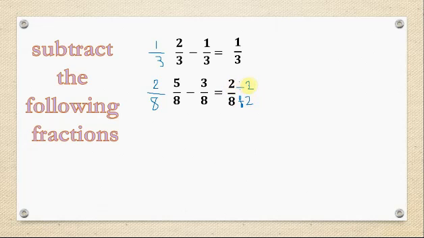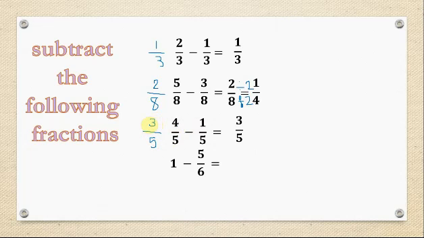Okay, 2 divided by 2 equals 1 and 8 divided by 2 equals 4. Another one, 4 over 5 minus 1 over 5. The denominators are the same, so we will keep it. Then subtract 4 minus 1 equals 3. 3 over 5, can we simplify them? No, because they cannot be divided by the same number. So the answer is 3 over 5.